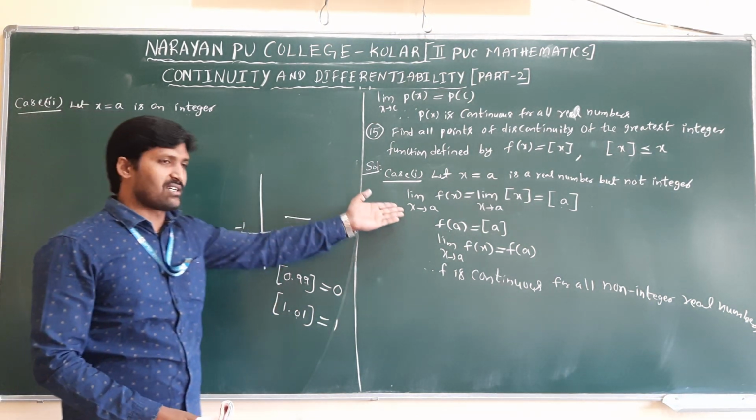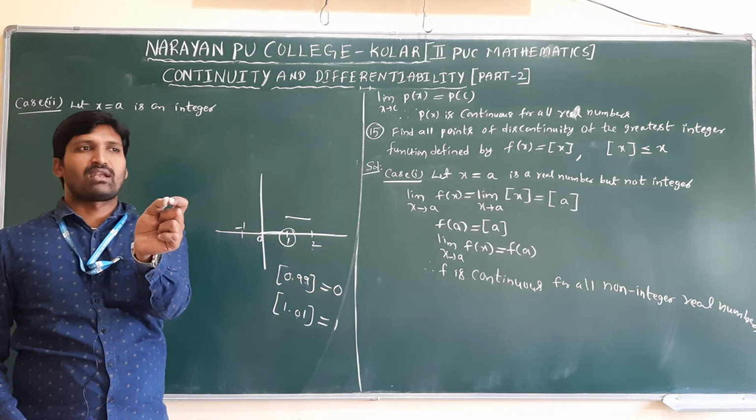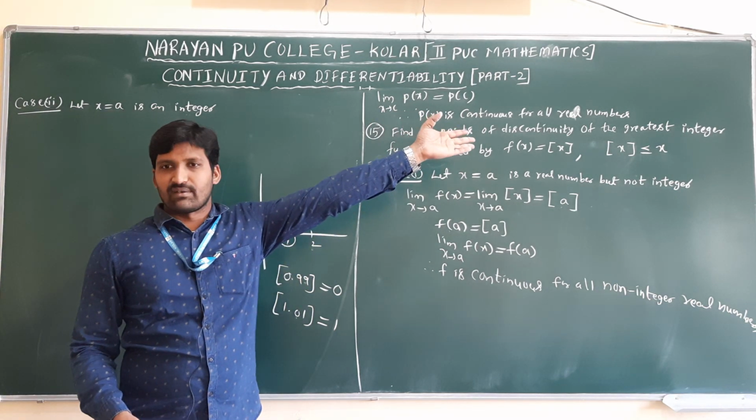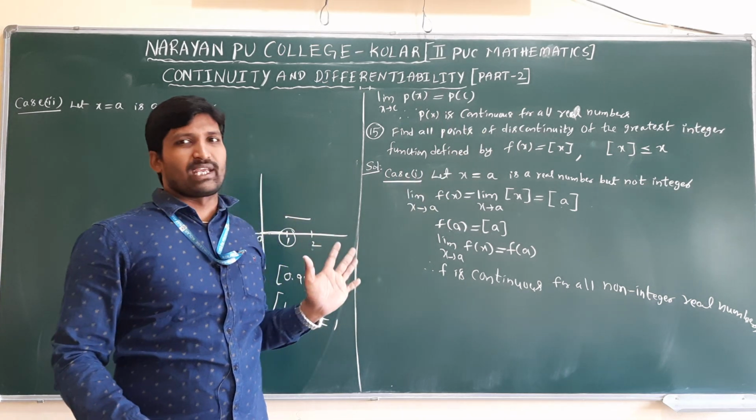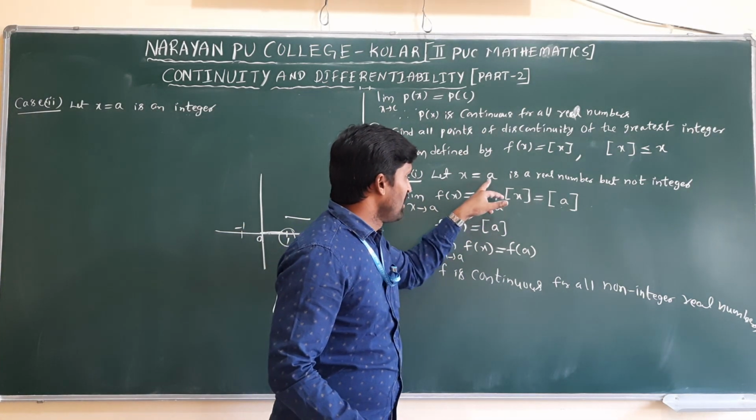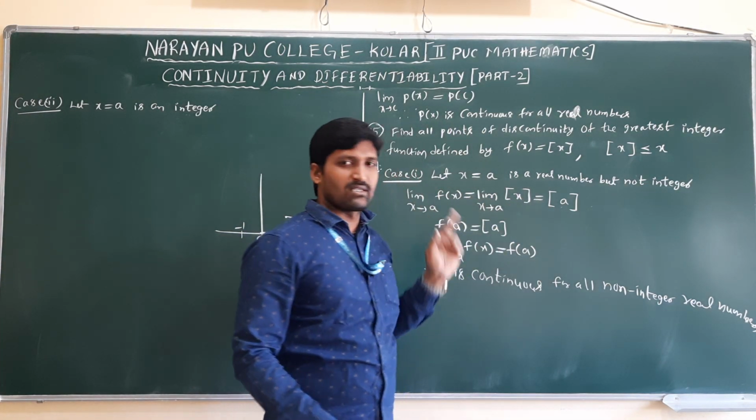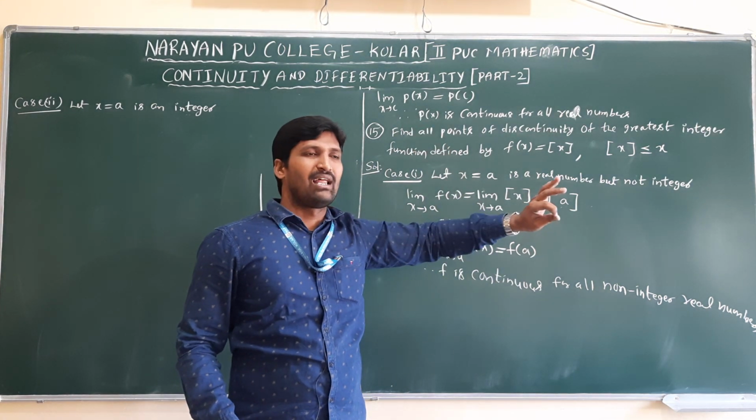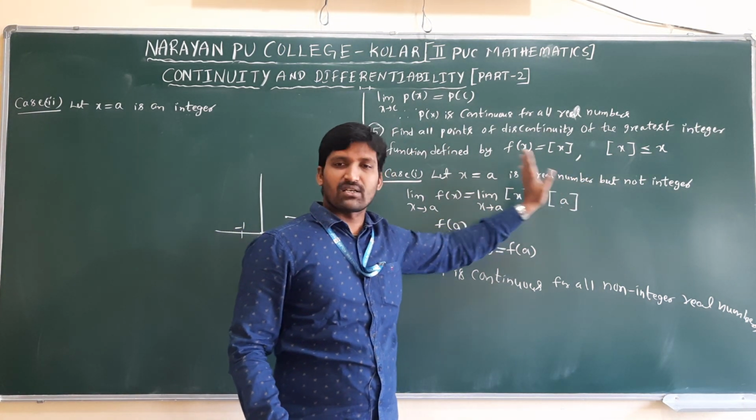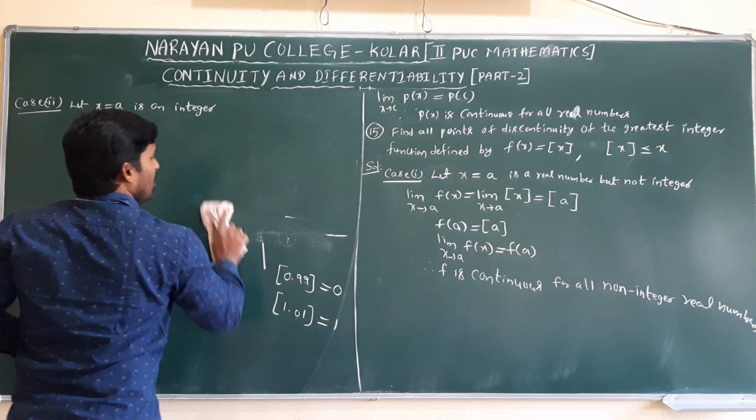But here there is no need to check, because if you take an exactly decimal number, you will get an integer output. But x is not an integer that we are taking. I am not taking x as 1, 2 like that. It's clearly a decimal which is not an integer. Okay. Now coming to this.